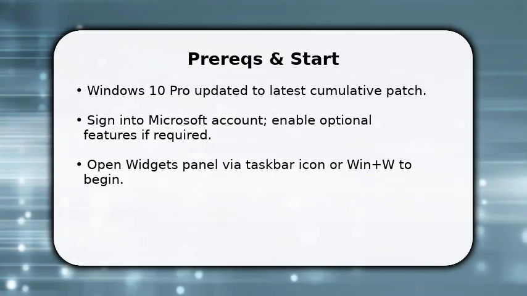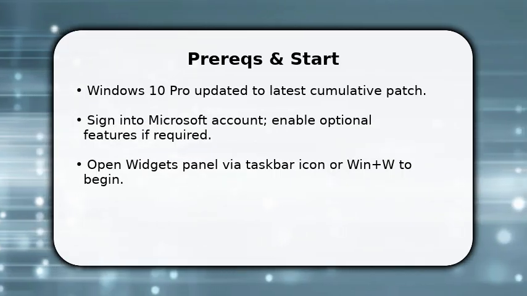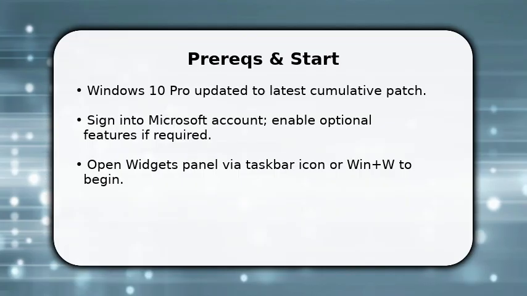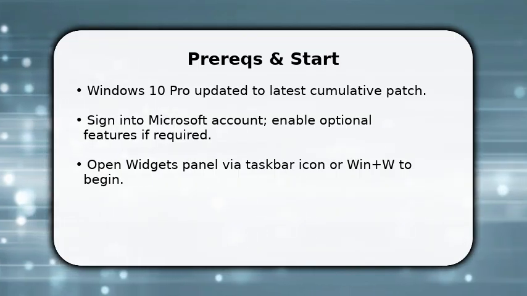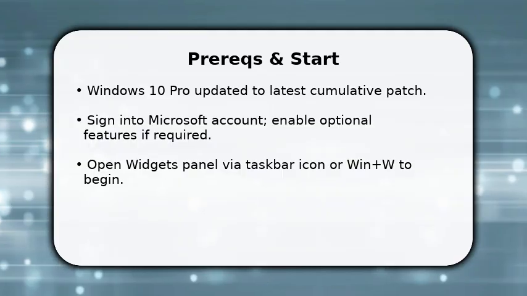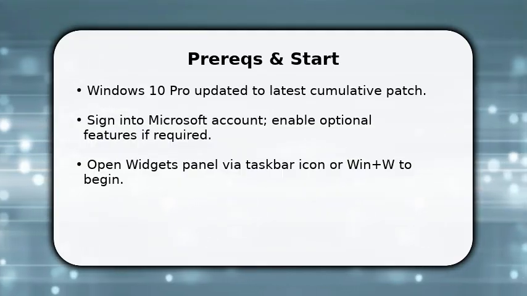Now press Win+W or click the icon to open the widgets board. From here, you'll see available widgets and a settings gear. This is where you start adding, removing, or customizing the widgets that matter most to you.